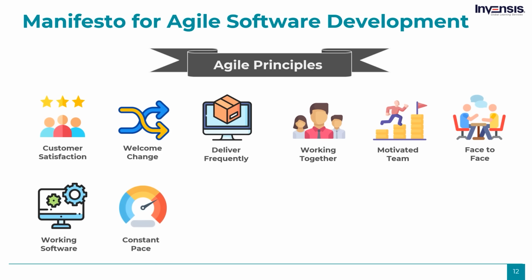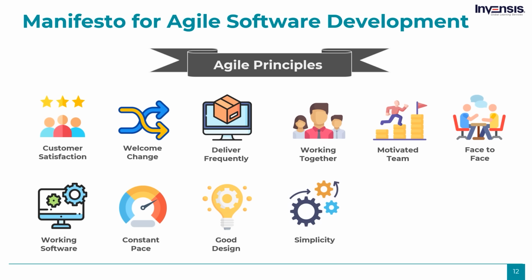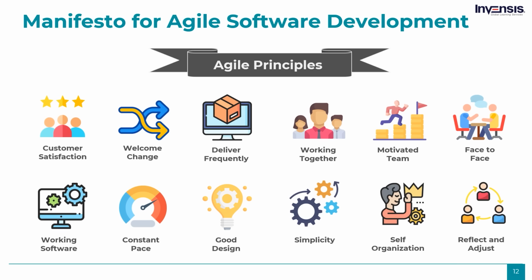The ninth principle says, the sponsors, developers, and users should be able to maintain a constant pace indefinitely. There's another saying, continuous attention to technical excellence and good design enhances agility. Simplicity, the art of maximizing the amount of work not done, is essential, is yet another principle. One of the last principles is that the best architectures, requirements, and designs emerge from self-organizing teams. Finally, there's the last principle that says, at regular intervals, the team reflects on how to become more effective, then tunes and adjusts its behavior accordingly.